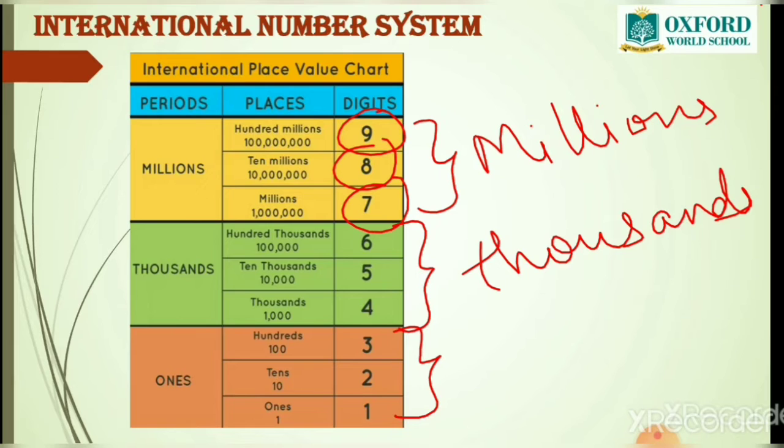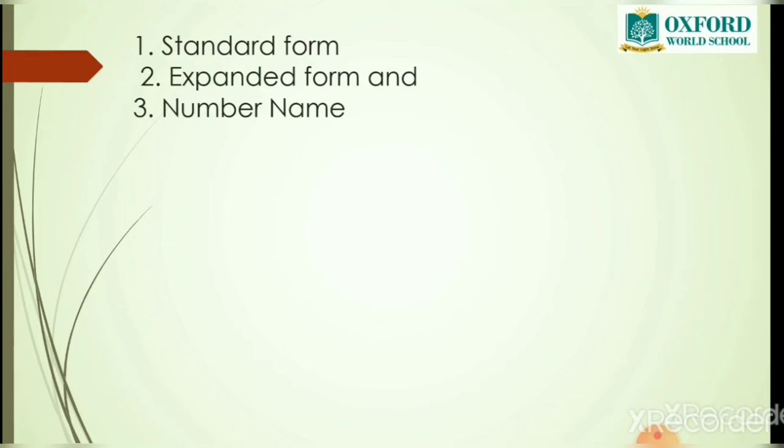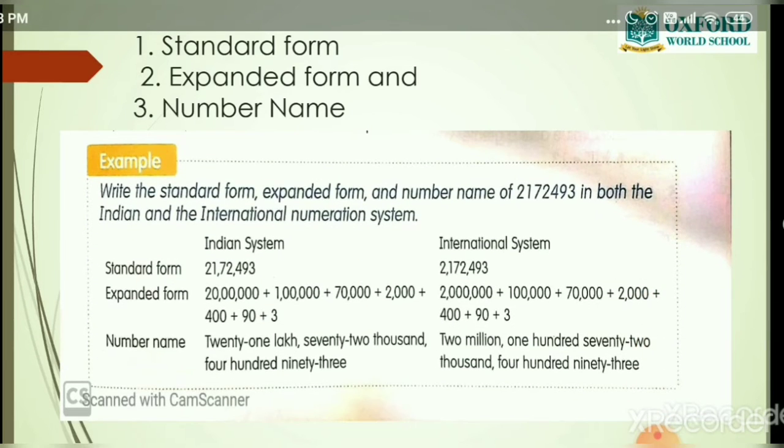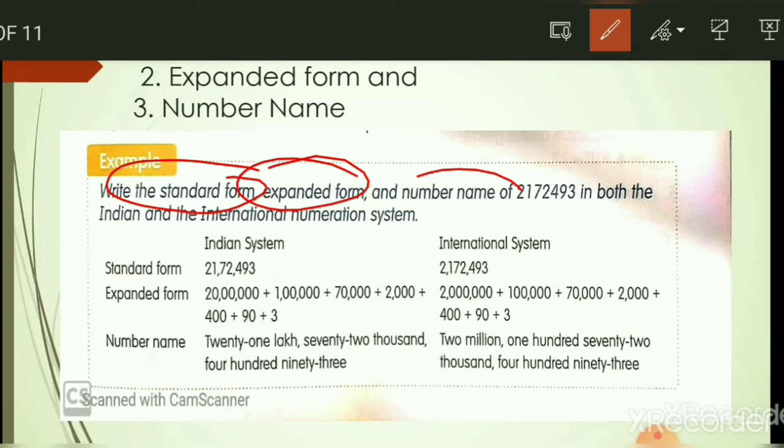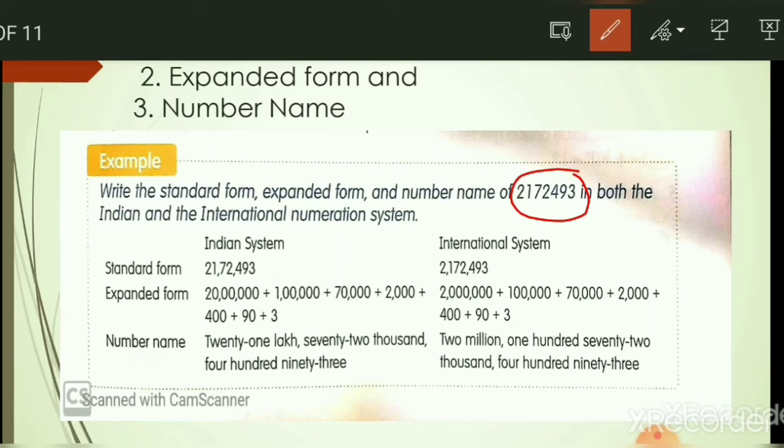Now let's see an example. Through this example you will be able to understand how we can write standard form, expanded form, and also number name. This example is from your book only. The question is: write the standard form, expanded form, and the number name of 2172493 in both the Indian and international numeration system.